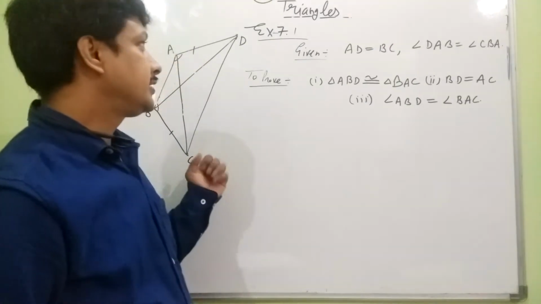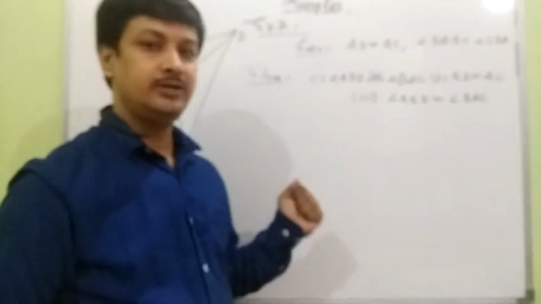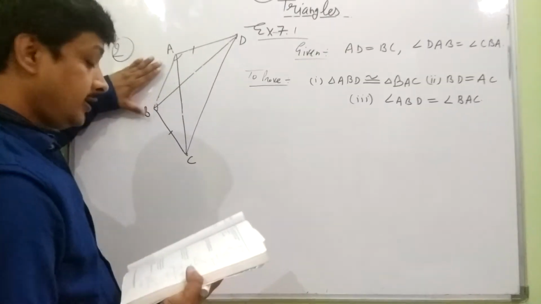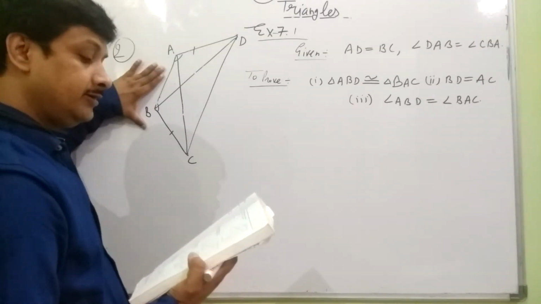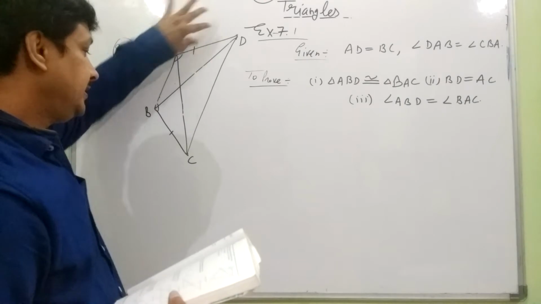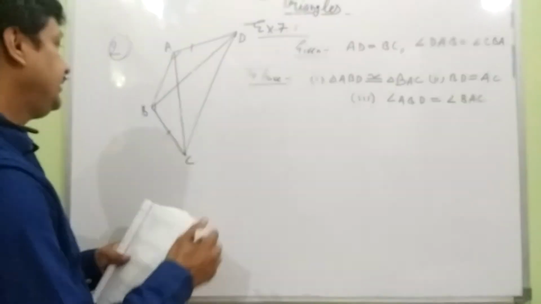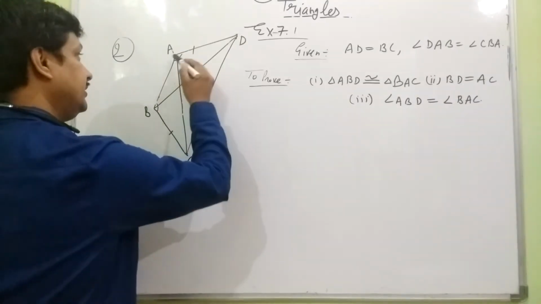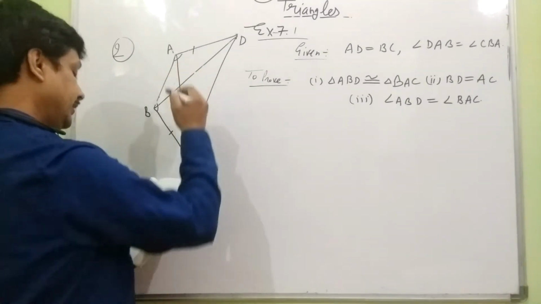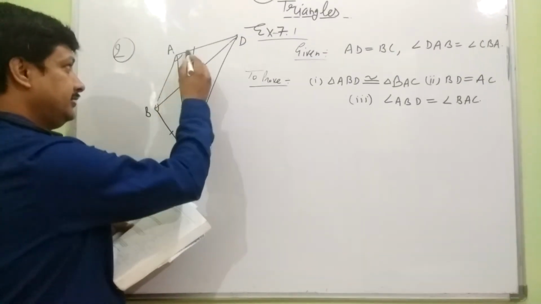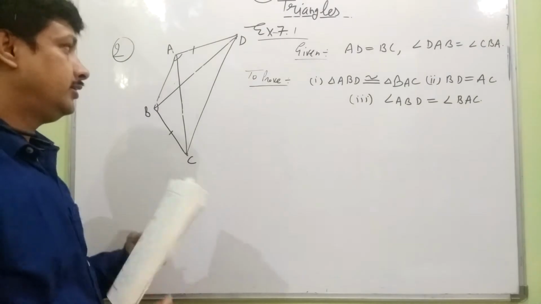One of the questions of exercise 7.1 we have done. So today we will do question number 2. ABCD is a quadrilateral in which AD side is equal to BC side, and angle DAB is equal to angle CBA. These two angles are equal.